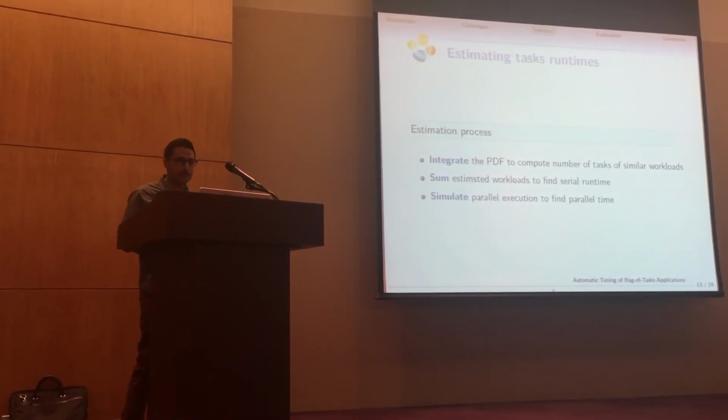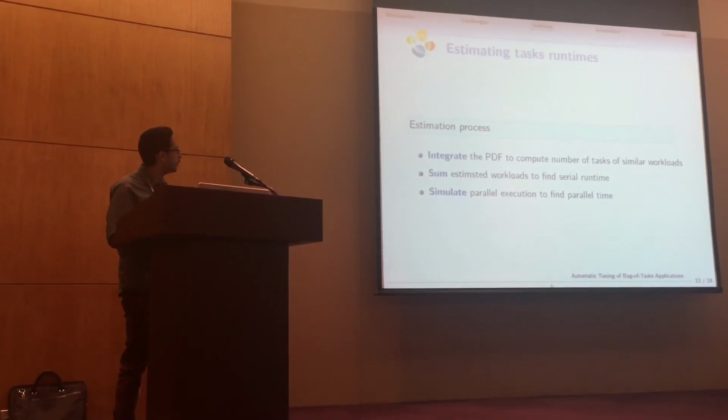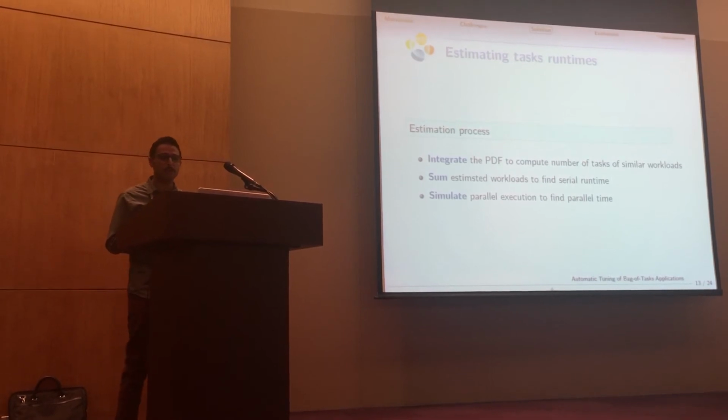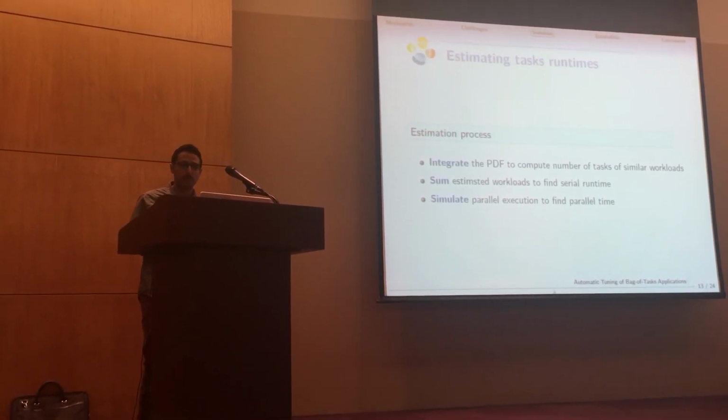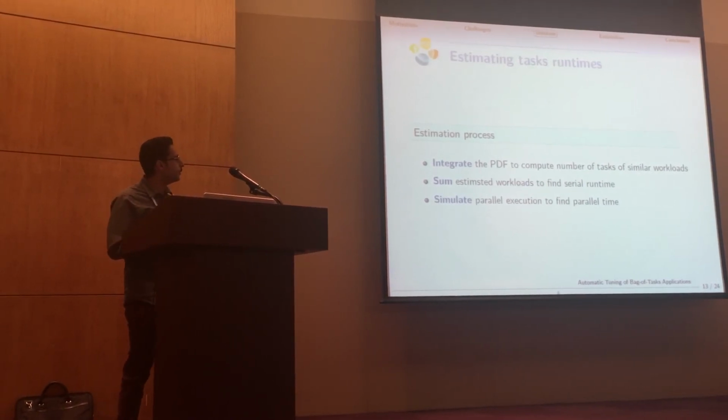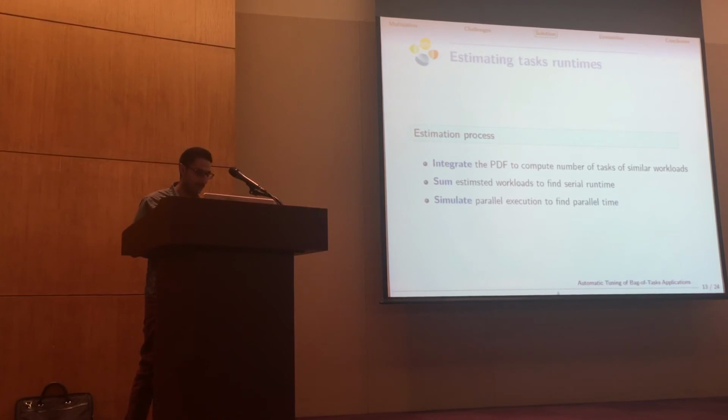The estimation process goes through this cycle. First, we integrate the PDF to compute the number of tasks of similar workloads. We then sum the estimated workloads to find the serial runtime and simulate the parallel execution using queuing theory to find the parallel time.